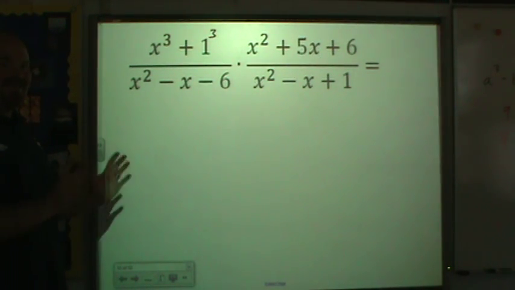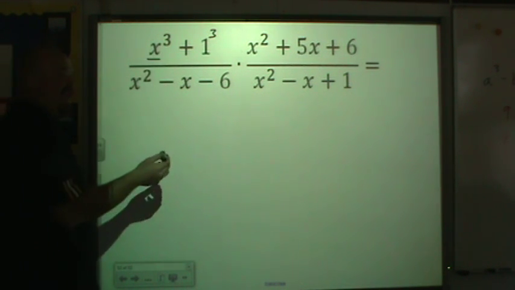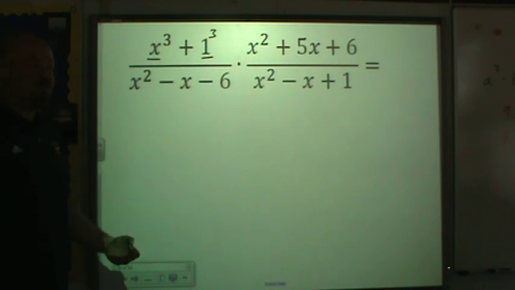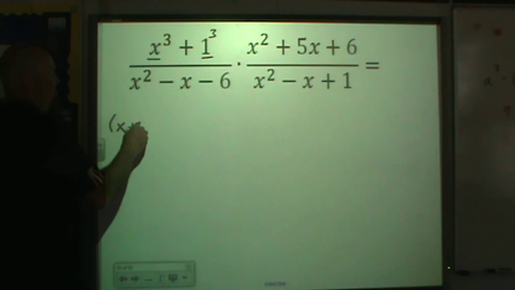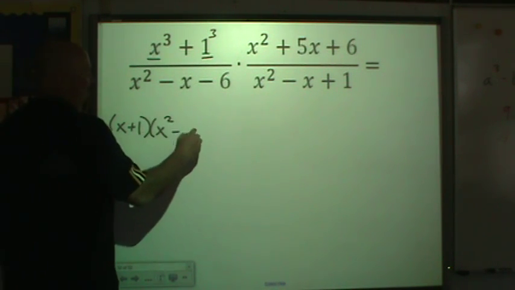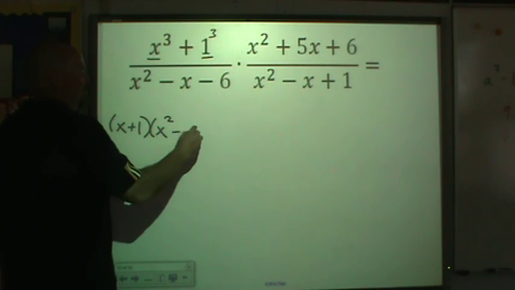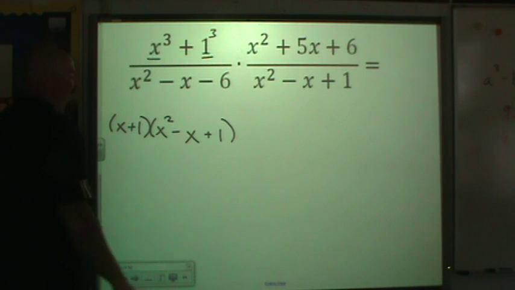So when I go to write this in its factored form, I'm going to use x wherever there's an A in that format, and I'm going to use 1 wherever there's a B in that format. So the factored form of this first part, x plus 1, x squared minus x times 1 is 1x. I'm just going to write x, and b squared is positive 1.